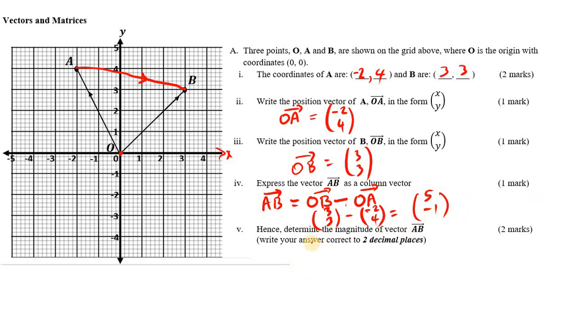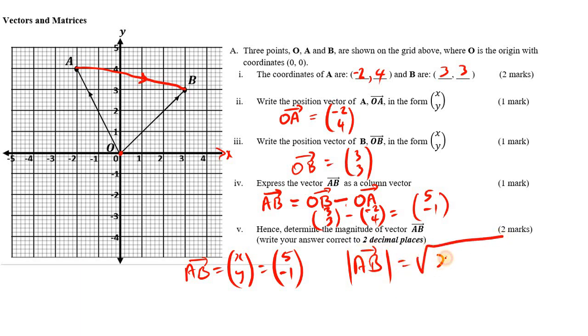All right, now it says to calculate the magnitude. Magnitude means the length of vector AB. So just pay attention to the fact that vector AB has components x and y. The x component is 5, the y component is -1. And so we can find the length of vector AB this way: the square root of x squared plus y squared.